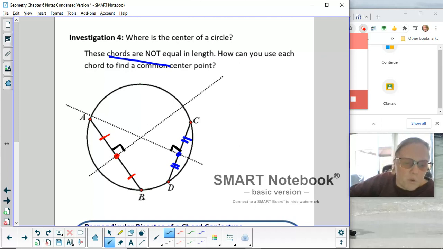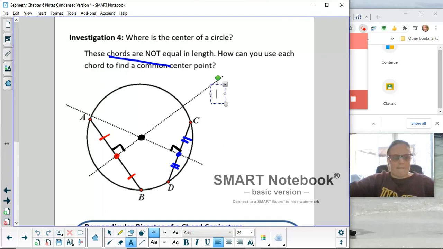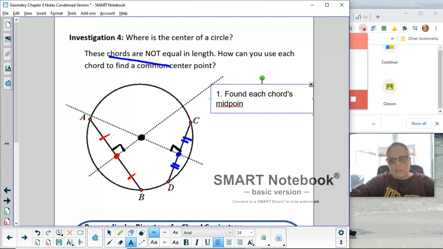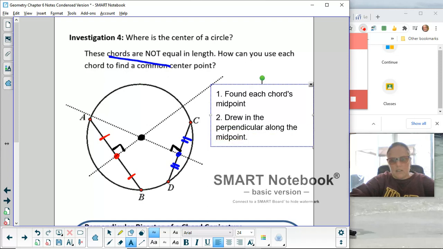Now that we have both chords with a perpendicular bisector, those chords, in order to be a perpendicular bisector, must pass through the center. So this common point between them must be the center. So let me write out my steps I did on that. First, I found each chord's midpoint. Second, I drew in the perpendicular along the midpoint. Third, the center point is where the perpendicular bisectors cross.